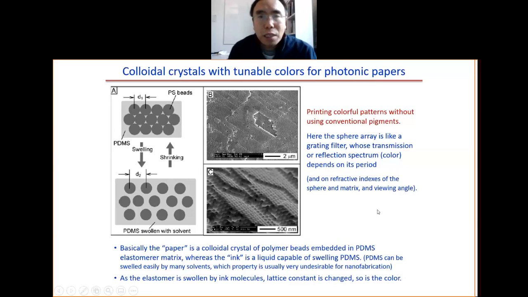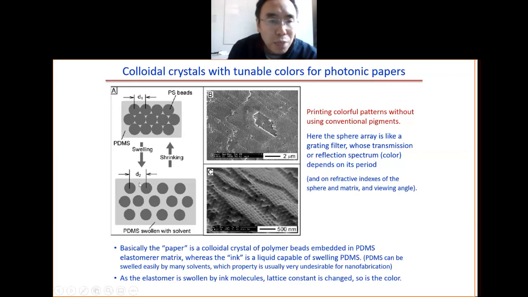But this is another application of the nanosphere. So what do you do? First, you grow the nanosphere. You have this self-assembled nanosphere. Then you pour PDMS onto the nanosphere. Then you cure the PDMS. So in that, you get the nanosphere embedded in the PDMS. This is PDMS. You have nanosphere inside the PDMS.